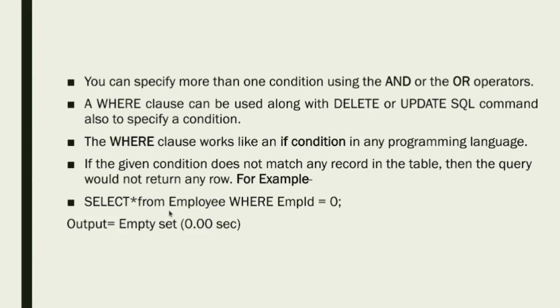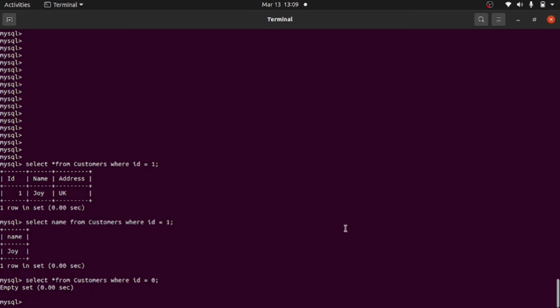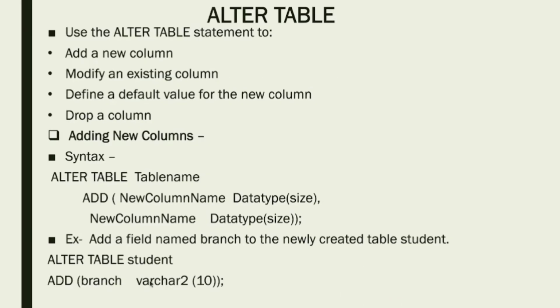Okay, so let's see. Select asterisk from employee where employee ID is 0. If the given condition does not match any record in the table, then the query will not return any row. Okay, got it. Let's see. Select asterisk from customers where ID is equal to 0. It will show nothing because there is no address available for id 0.